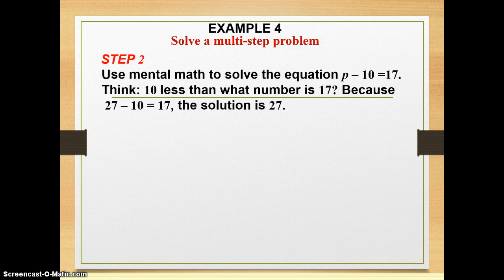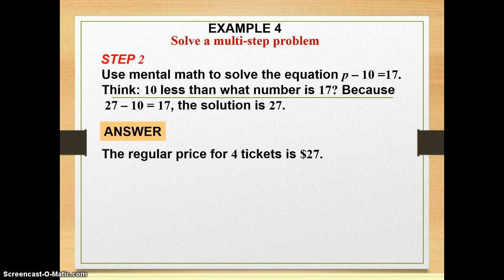Let's use mental math to solve the equation. P minus 10 equals 17. Think, 10 less than what number is 17? Because 27 minus 10 equals 17. The solution is 27. So the answer is that the regular price for 4 tickets is $27.